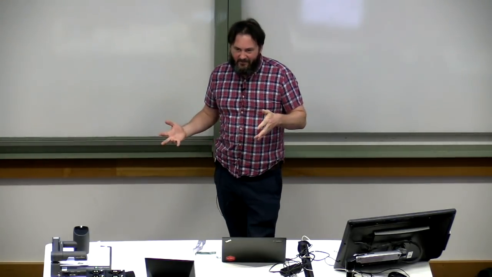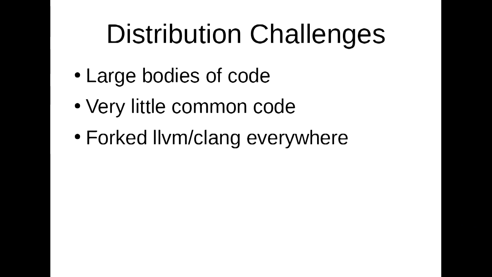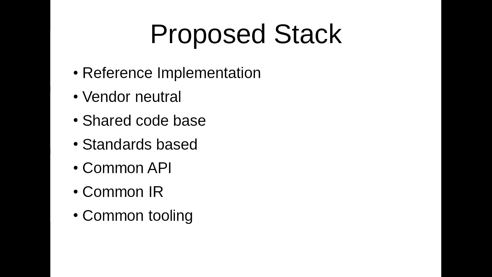So I've decided, well, I'm just going to see what's out there now, and what can I propose as a sort of a stack. So what's my vision of what this should look like? Well, first of all, I think we need at least a reference implementation of something. It doesn't have to be the fastest thing. It doesn't have to wipe NVIDIA's CUDA off the map. It just has to be a solid reference implementation that's vendor neutral.